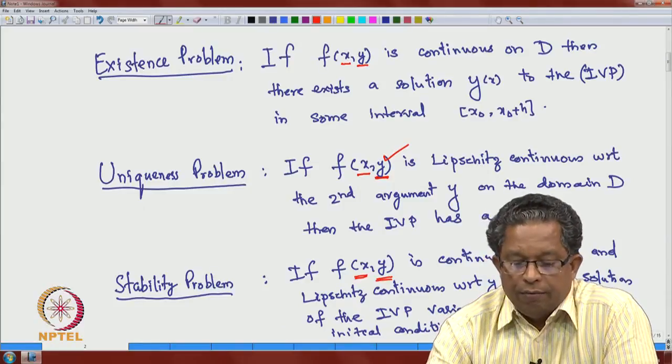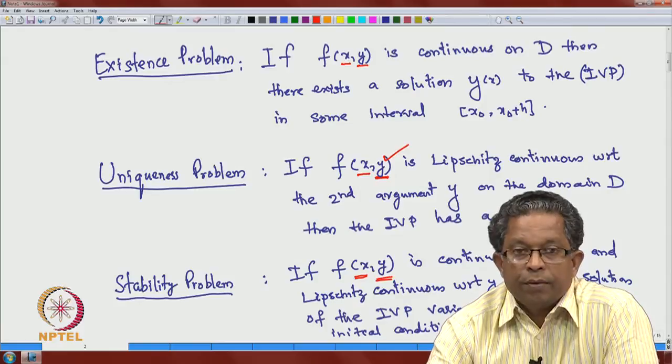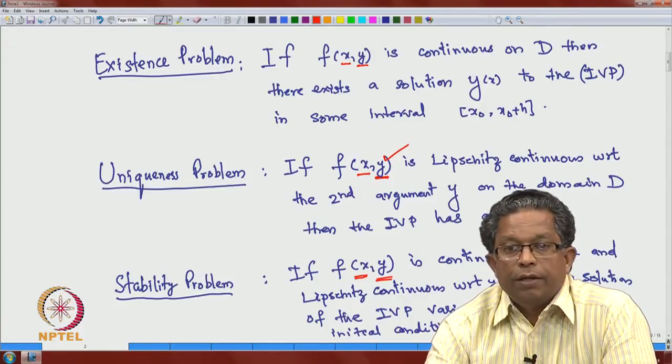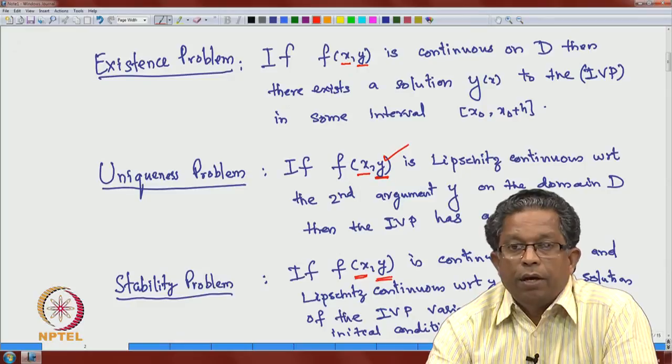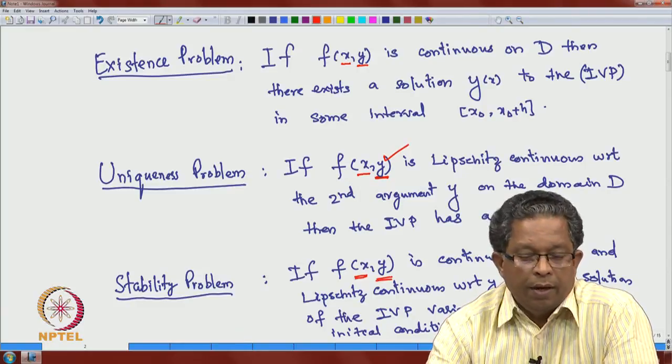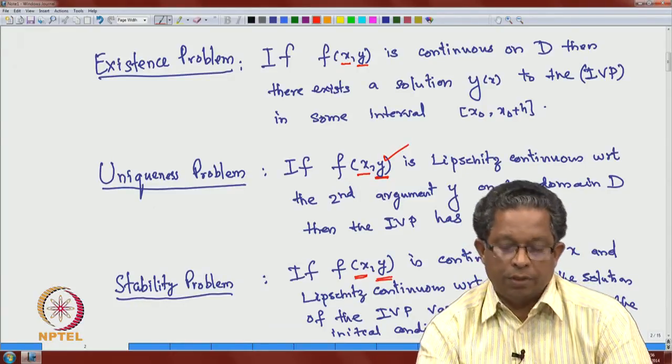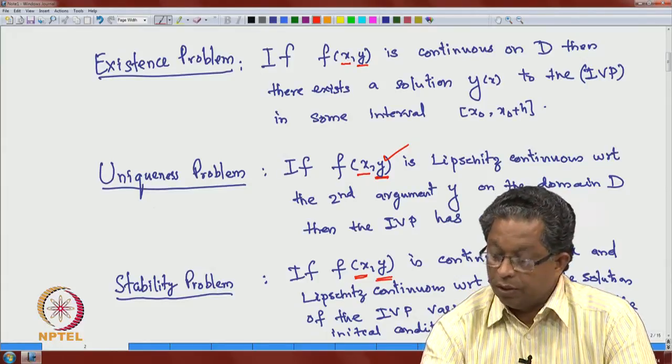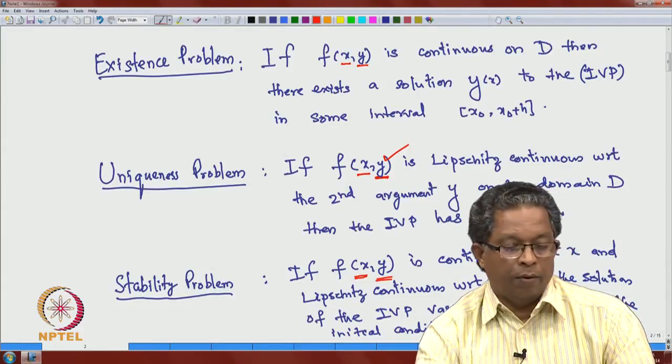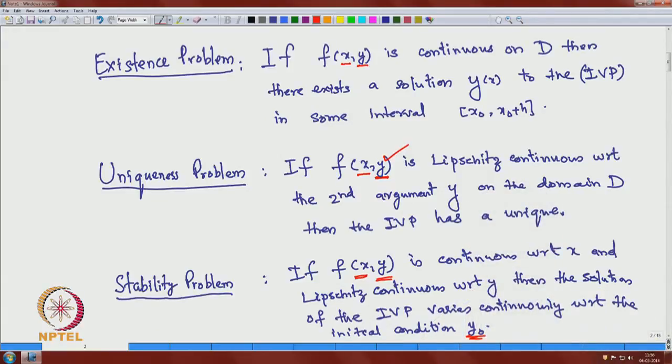There we treated a function of a single variable, a function of x only, f of x. And also we have seen sufficient conditions under which a function is Lipschitz continuous, and examples of Lipschitz continuous functions and examples of functions which are not Lipschitz continuous. Now, since we deal with functions of two variables x and y, we will briefly deal with the Lipschitz continuity of f with respect to the second argument y.